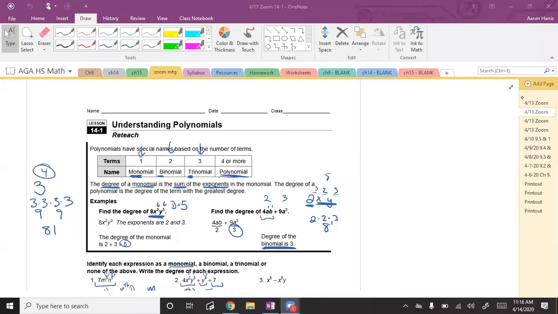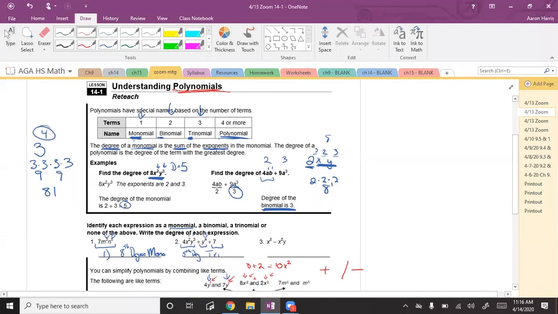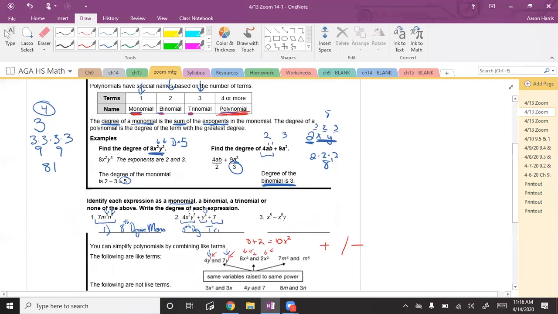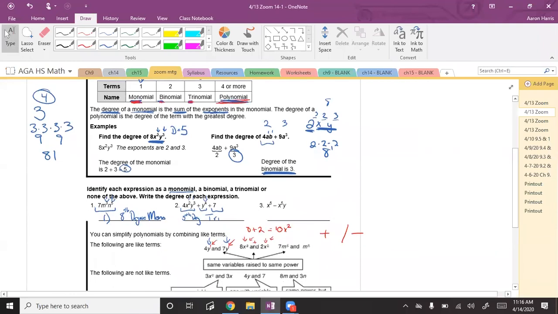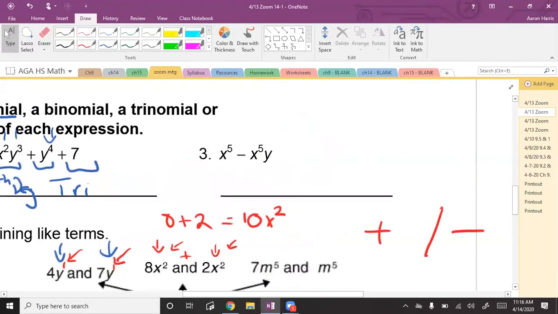So 14.1 was understanding polynomials, and you needed to make sure that you knew how to do what? Figure out, does it have 1 term, 2 terms, 3 terms? And if it had more than 3 terms, we just call it a polynomial. 4 terms, 5 terms, 6 terms, 7 terms, okay? So in order to write it, you needed to know the degree of the highest monomial and then how many terms there were. So if I'm looking here, all terms are separated by what? By a plus or a minus. So how many terms do I have here? 2. What do we call something with 2 terms?